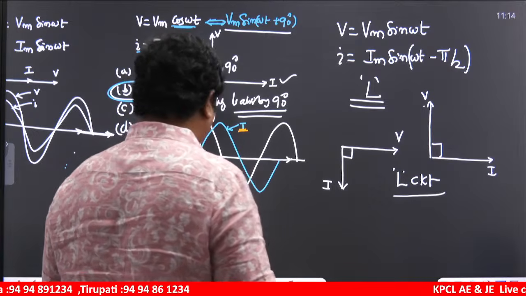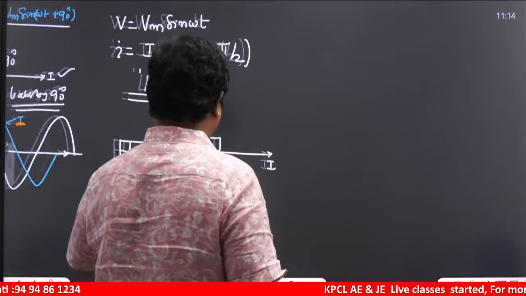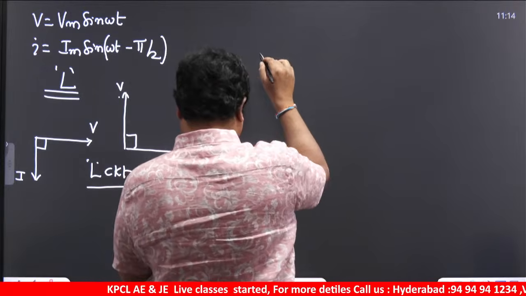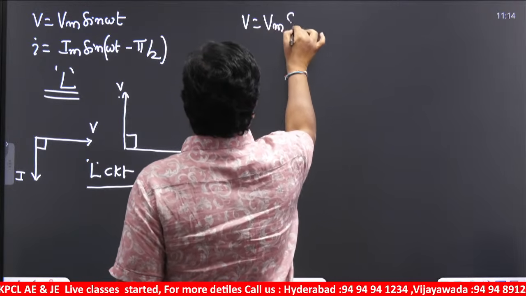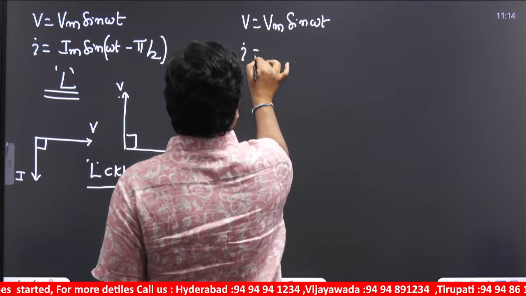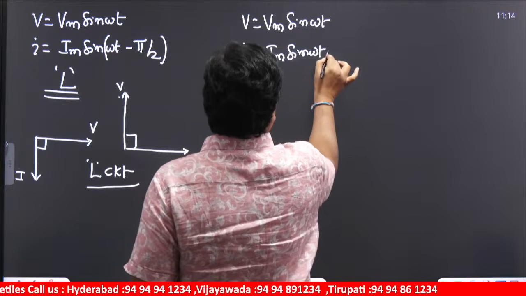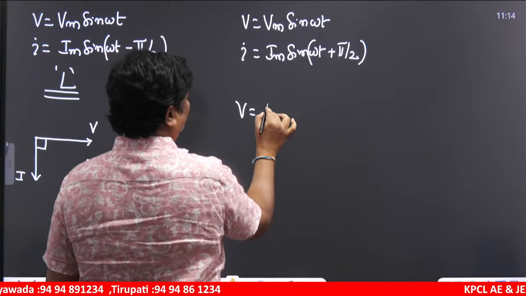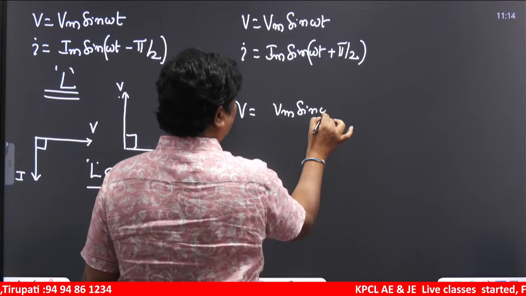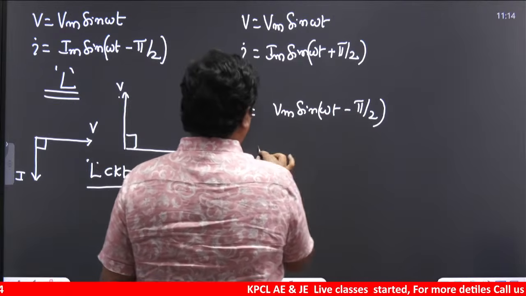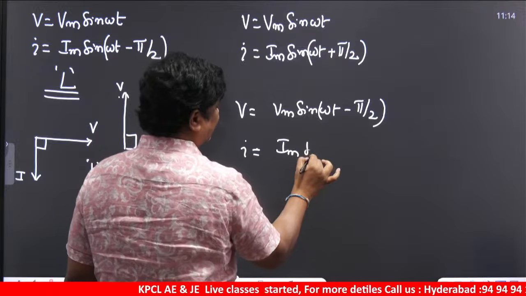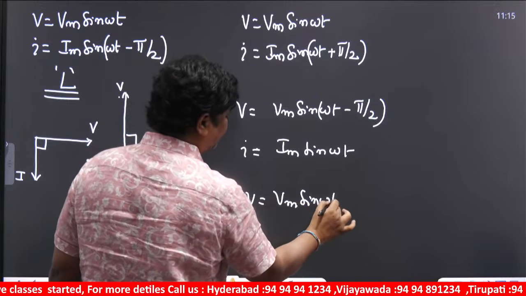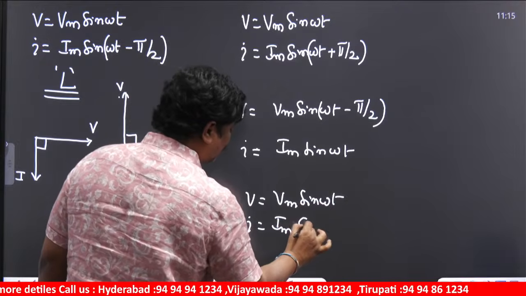Very good. Now coming to the next one. The voltage V is equal to Vm sin omega t. Current I is equal to Im sin omega t plus pi by 2. Next, V is equal to Vm sin omega t minus pi by 2, current I is equal to Im sin omega t. Next, V is equal to Vm sin omega t, current I is equal to Im cos omega t.